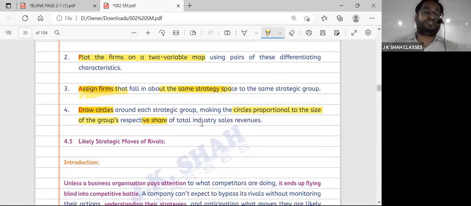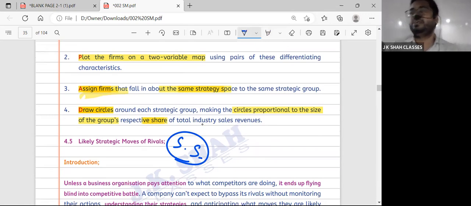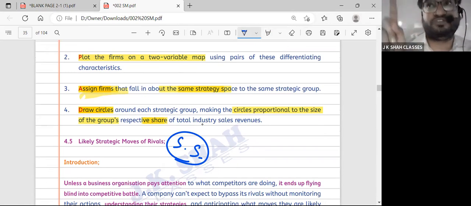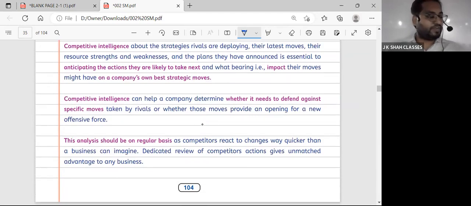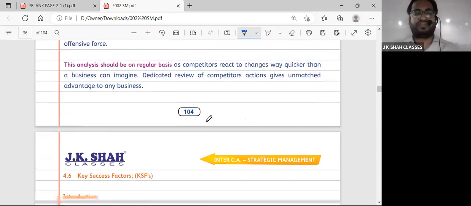We have finished this. This you will study by yourself. In fact, while introducing the concept, I only explained this to you. You should be aware of what your competitor is likely to do next. Don't go blind in the competitive battle, otherwise you will lose, and here you will lose a lot. So you don't want to do that. You need to have competitive intelligence. You read, you will come to know whatever I just said.